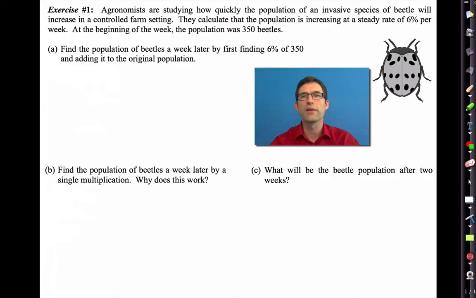Agronomists are studying how quickly the population of an invasive species of beetle will increase in a controlled farm setting. They calculate that the population is increasing at a steady rate of 6% per week. So every week you have 6% more than you had the previous week. At the beginning of the week, the population was 350 beetles. Letter A. Find the population of beetles a week later by first finding 6% of 350 and adding it to the original population. Why don't you pause the video right now and do that quickly.